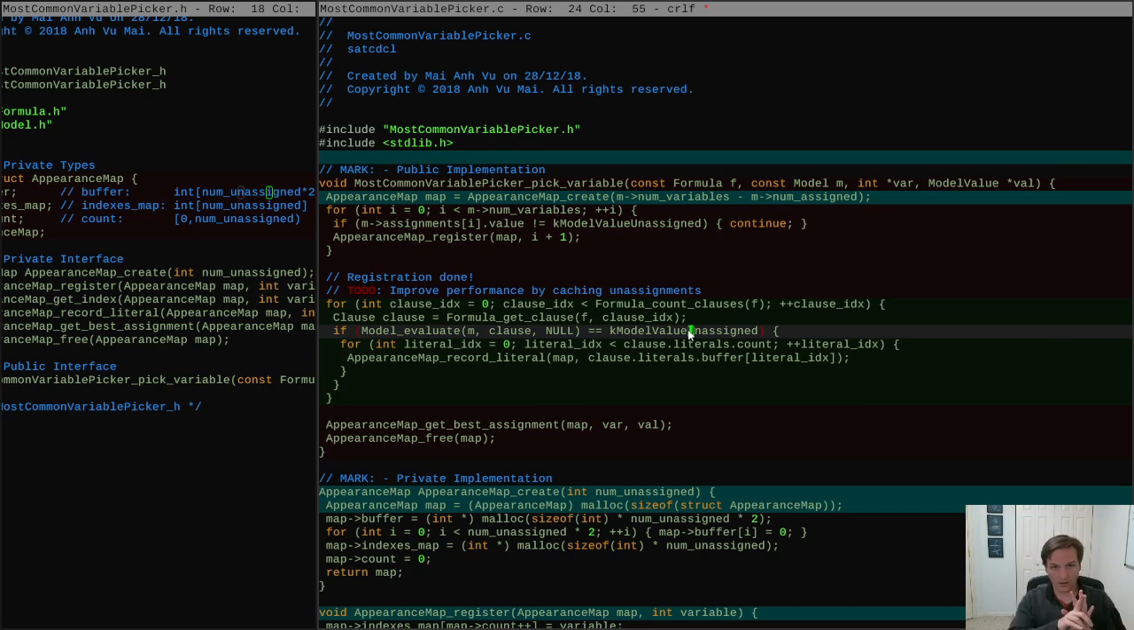We are looking at all of the clauses and looking at the most popular variable, but we are disqualifying clauses that have already been resolved. So if we're looking at your clause and it already evaluates to true, then we are not interested in the contribution that your clause makes to the question.